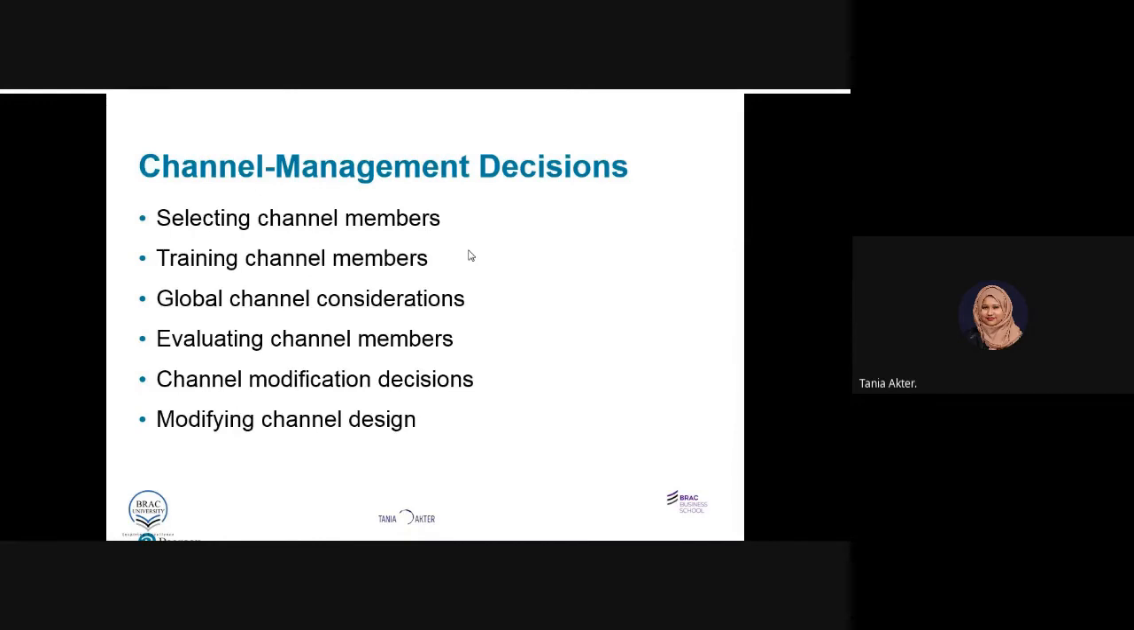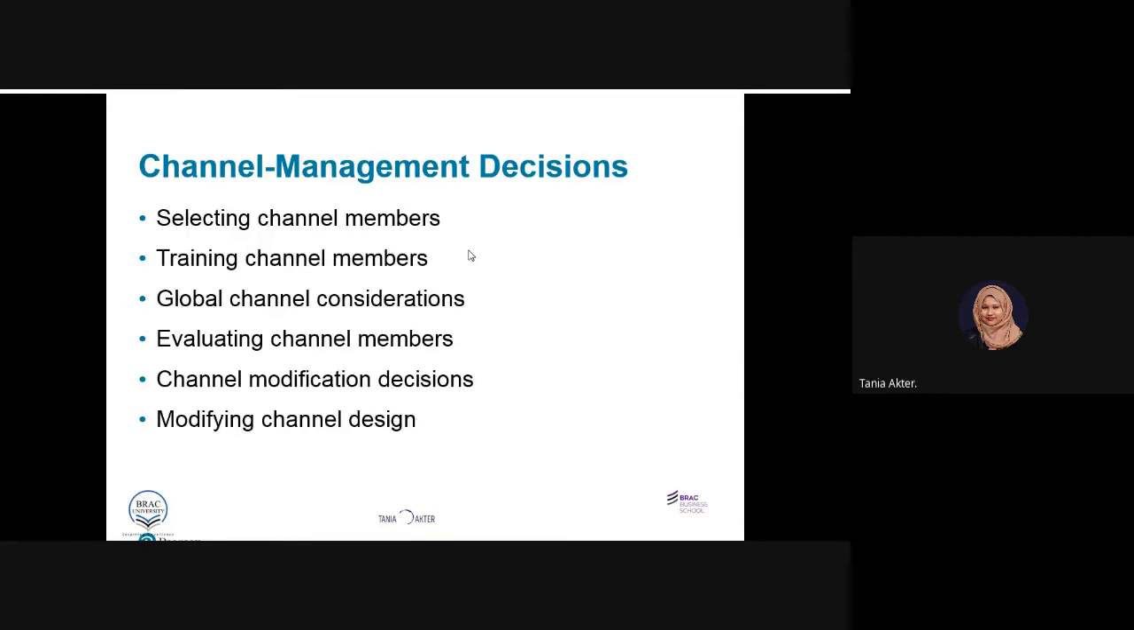In channel management decision, another criteria is called evaluating channel members. So we need to also evaluate channel members because it might be possible that some of the members are not performing well. So we need to set a goal for their performance in terms of sales quota attainment, average inventory level, customer delivery time, treatment of damaged and lost goods, and cooperation in promotional and training programs. So this way you can compare and can retain the one which is performing well, or we can reduce or drop the channel members who are not performing well.